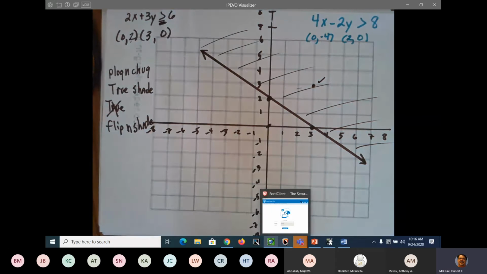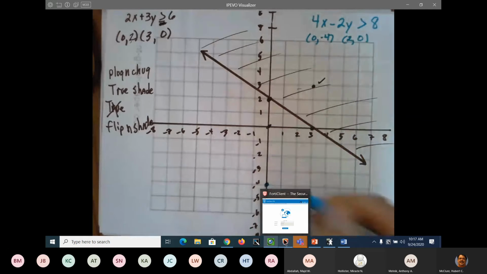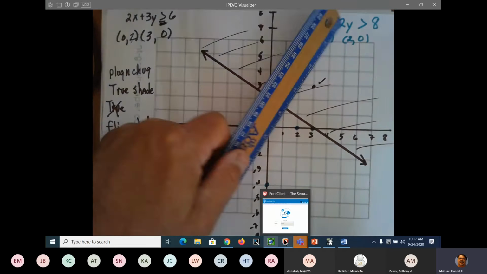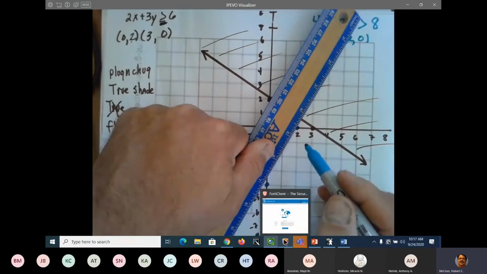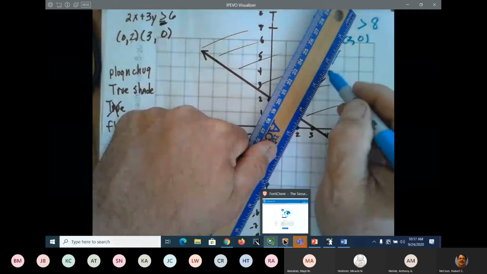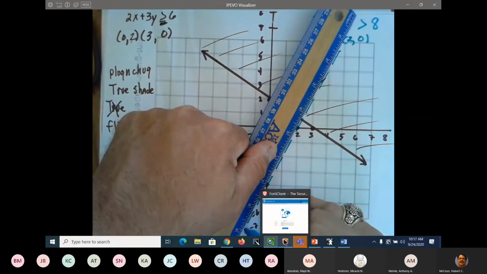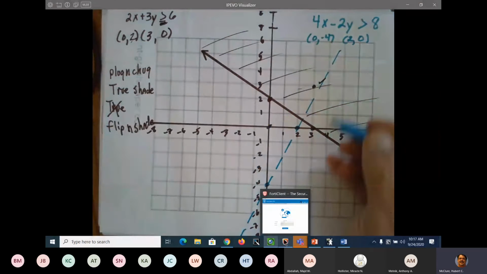Okay, so let's do the blue line. The blue line is 0, -4, and 2, 0. Good, I was hoping I did this to where they would intersect at a nice place. And I draw this line. What kind of line is it? It's a dashed line, Hubert. That's right, class.